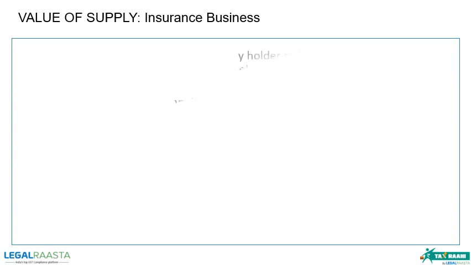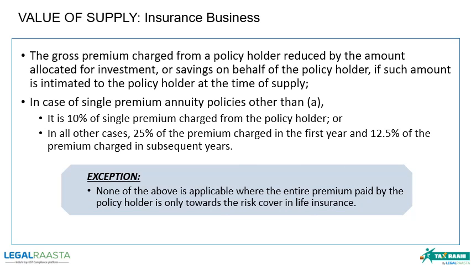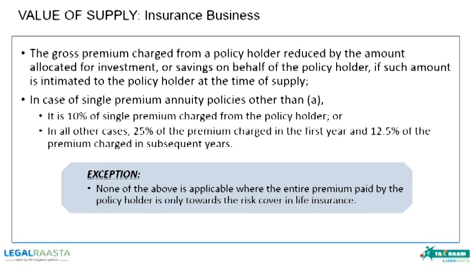In the case of insurance business, the value of supply is categorized in three ways. First is the gross premium charged from a policy holder minus the amount allocated for investment or savings, if such amount is intimated to the policy holder at the time of supply. Second, in the case of single premium annuity, 10% of premium charged, and in third, 25% for the first year and 12.5% for subsequent years.